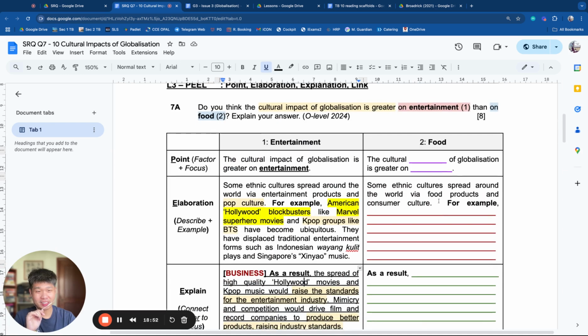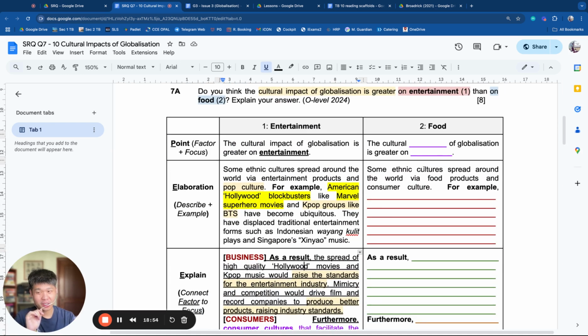So for this one, for the second column, you know what you want to do, right? Please pause the video and try it on your own. And I hope that you really tried it on your own. And if there are any things you want to add on as I go through the video, you can always add at the side of the worksheet.